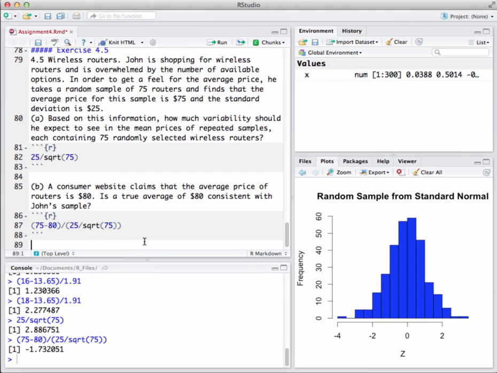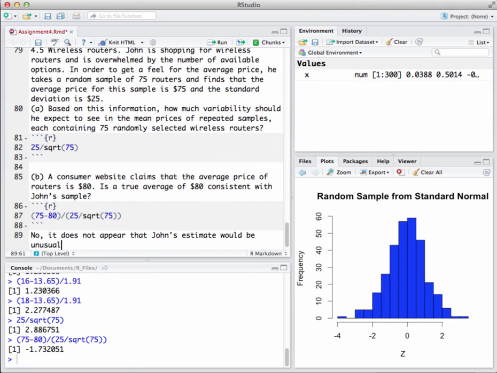1.73, and so that would not be unusual, because we basically say that within 2 standard deviations of the mean is not going to be an unusual event. So no, it does not appear that John's estimate would be unusual. In other words, it's within 2 standard deviations of the mean, so hey, John did a good job of estimating what the true population parameter was.